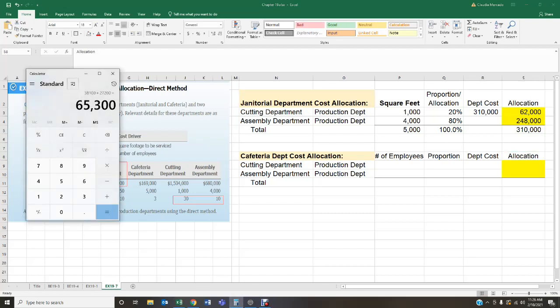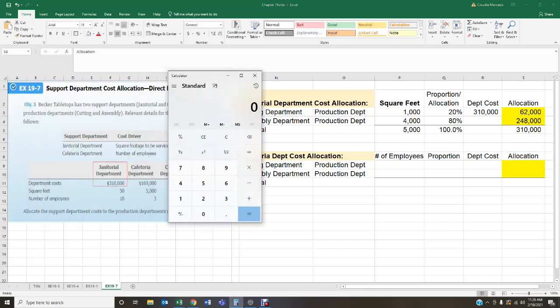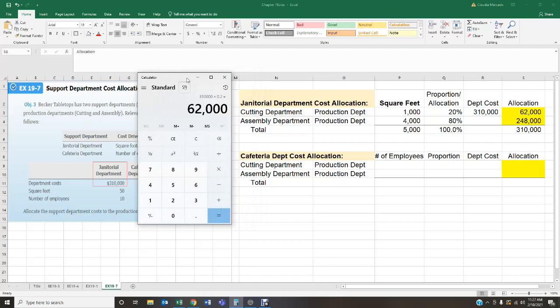So what I'm doing here, guys, it's very simple. All you do is you get your department cost times the allocation that we calculated, and that will give you your allocation amount. I'm allocating $62,000 out of the $310,000 to the cutting department. Now for the assembly department, I'm going to get the $310,000 times the 80%, and that gives me $248,000.